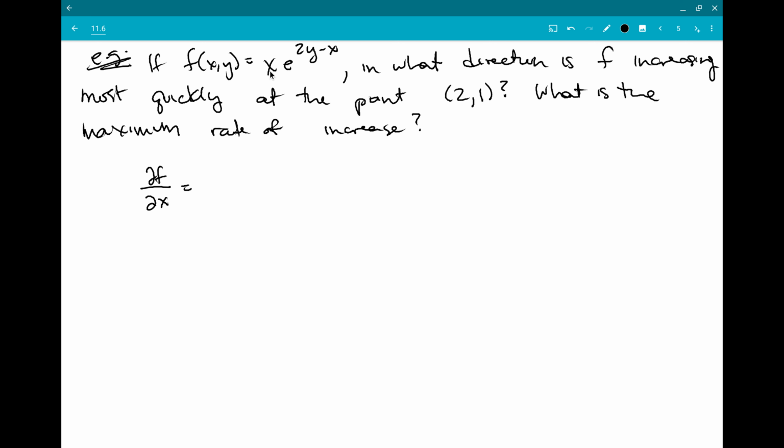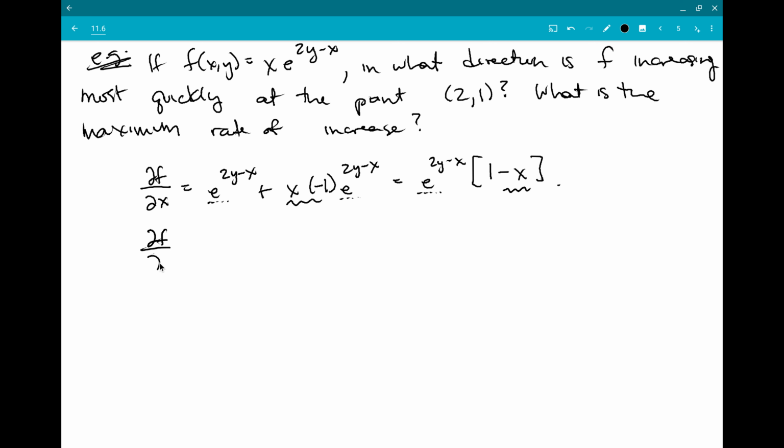So I'm taking the derivative of f with respect to x. So I'm going to take the derivative of x as 1 times the other function, plus keep x the same and take the derivative of this. So that's minus 1 from that x power, e to the 2y minus x. So this is just going to be e to the 2y minus x all times 1 minus x, just factoring out this common e. And then my minus x came from there.